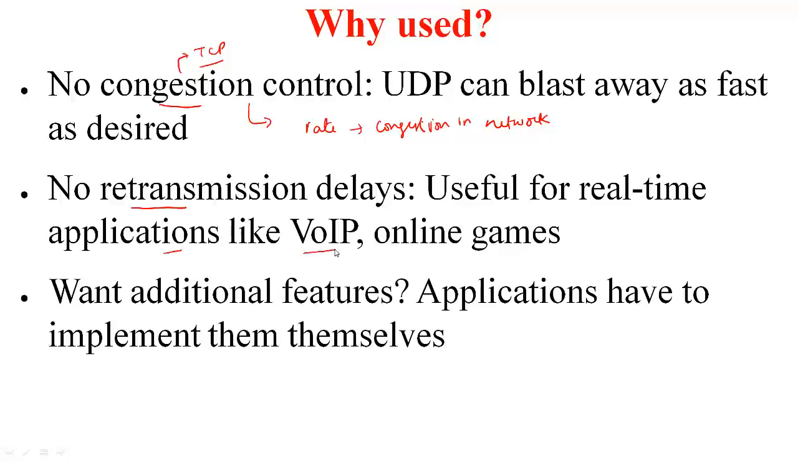So voice over IP and online games all typically run over UDP, mainly because they can also tolerate some amount of losses. All these applications that use UDP, if they want some additional features that UDP does not provide, what should they do? They just have to implement it themselves.